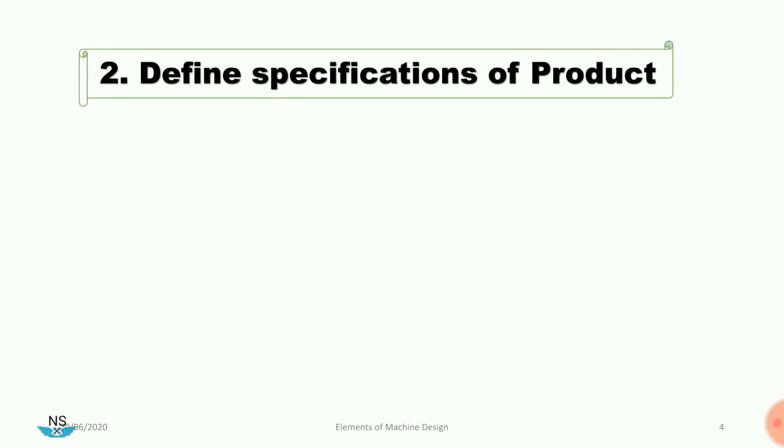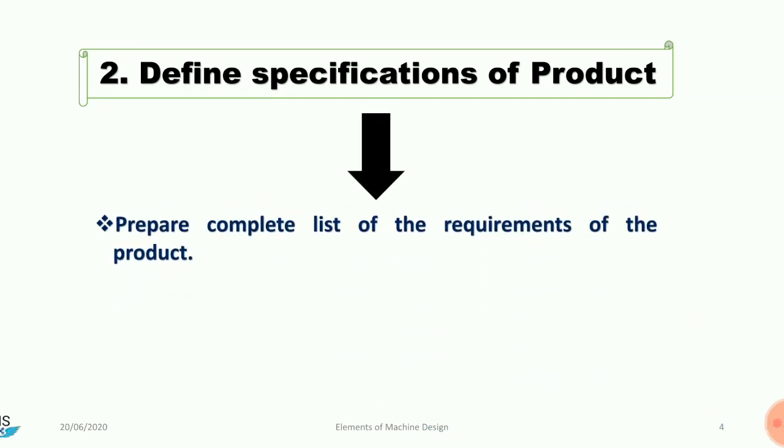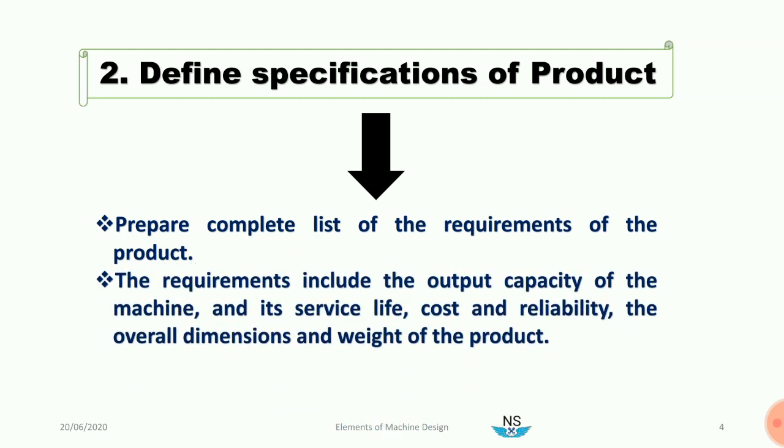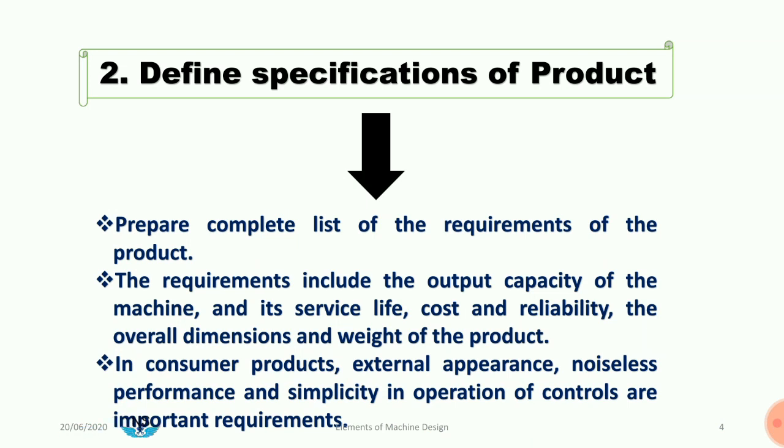Now the second step of design is to define specifications of the product. Prepare a complete list of the requirements of the product. The requirements include the output capacity of the machine and its service life, cost and reliability, the overall dimensions and weight of the product. Also in consumer products, external appearance, noiseless performance and simplicity in operation of controls are important requirements.